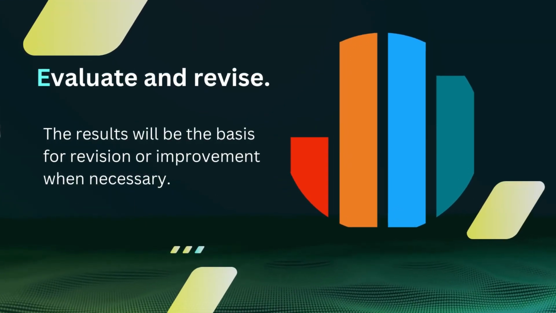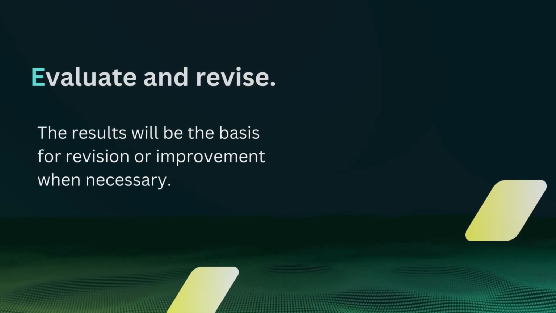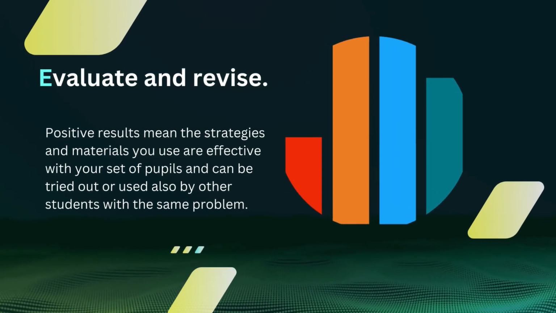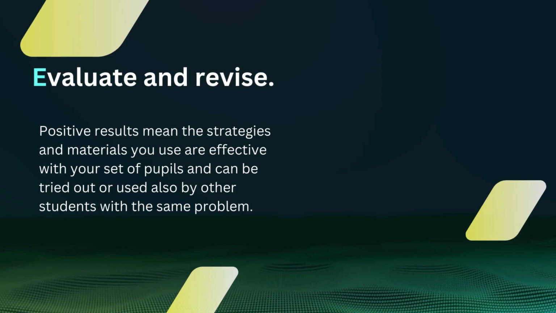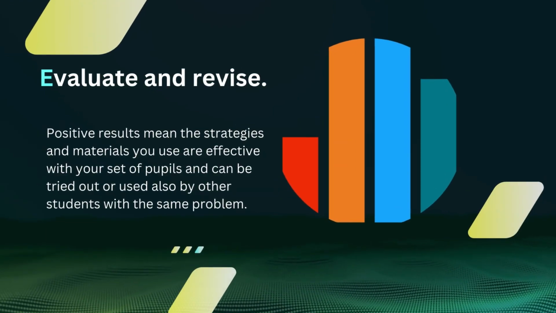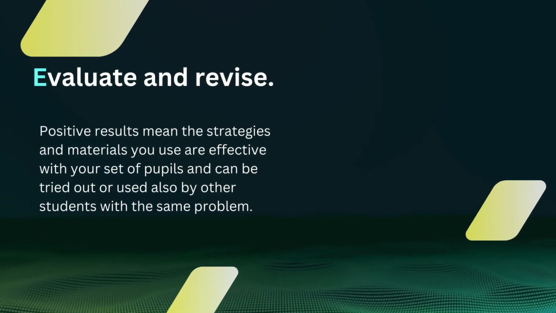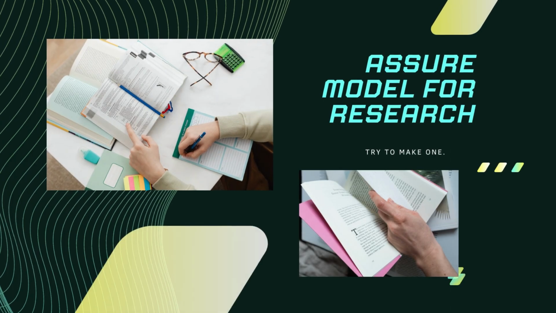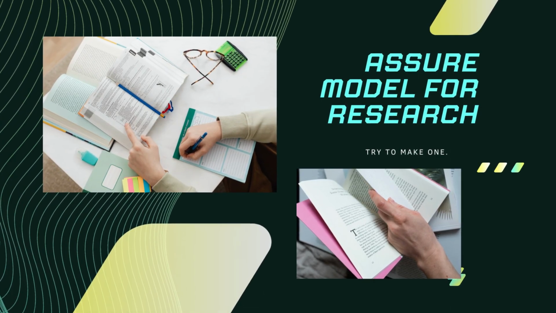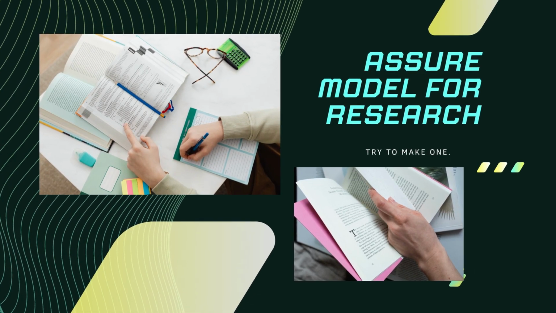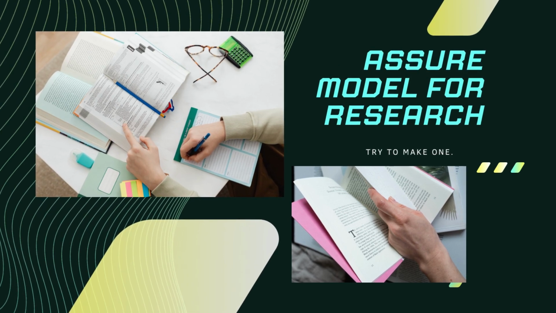The results will serve as evidence for revision and improvement when necessary. Positive results will mean the strategies and materials you use are effective with your set of pupils and can be tried out or used by other students with the same problem. The Assure model can be used as a framework for conducting action research. Try to make one, use this model. You will be guided.